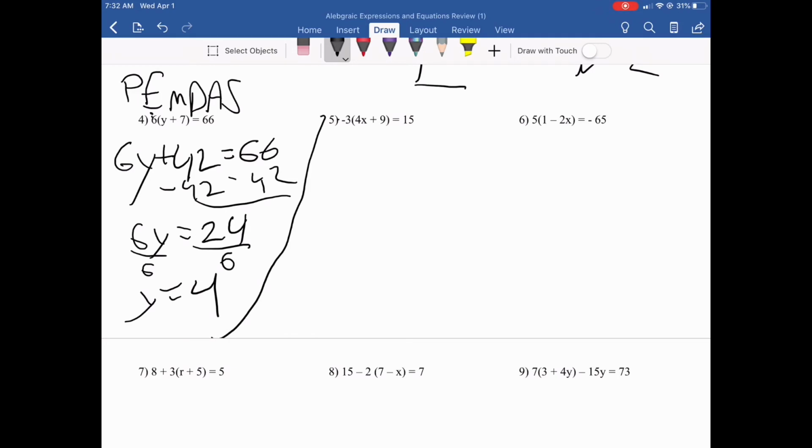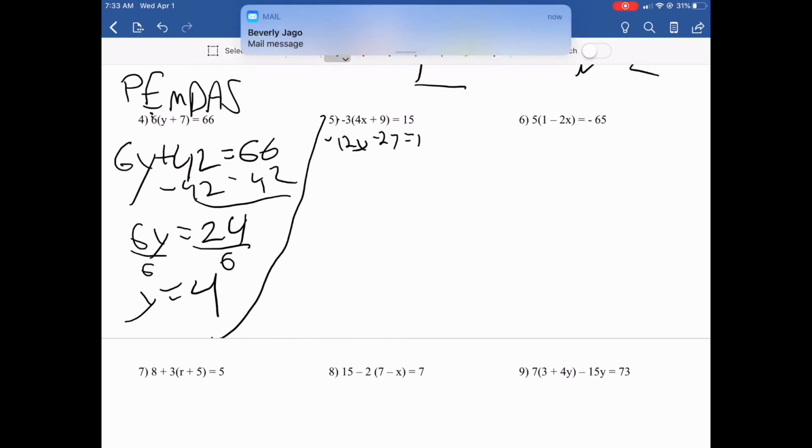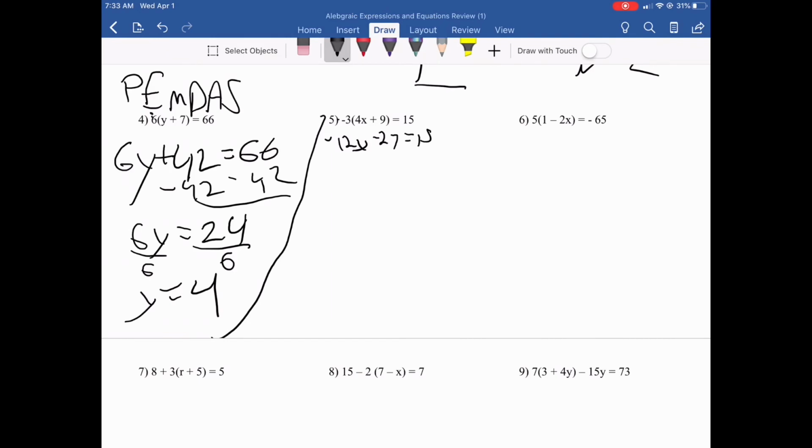So we have negative 3 times 4x is negative 12x. Negative 3 times 9, negative 27 equals 15. When you get the x by itself, we're going to add 27 to both sides. It's going to give you negative 12x equals 42. This is going to be a funky number. 12 does not go into 42 evenly, but it does go in there 3.5 times.